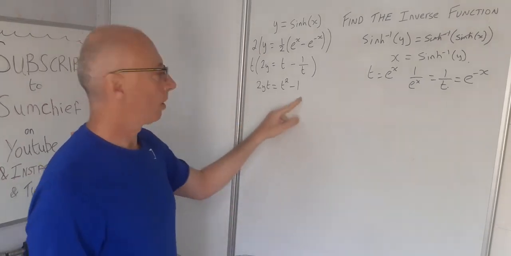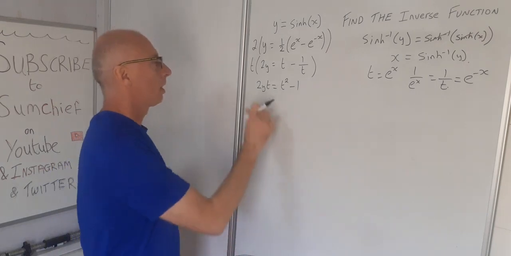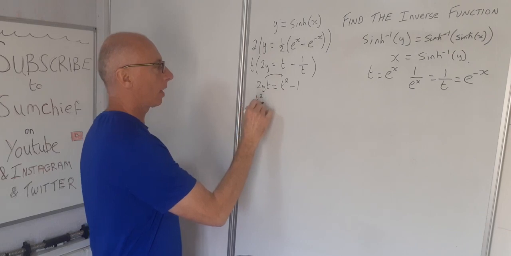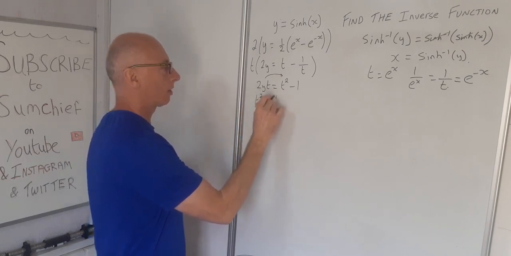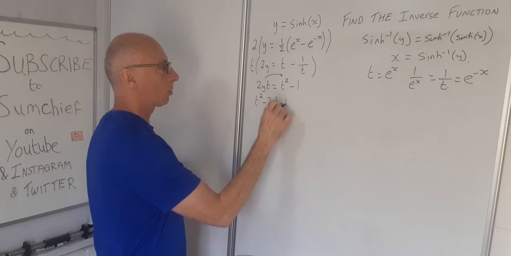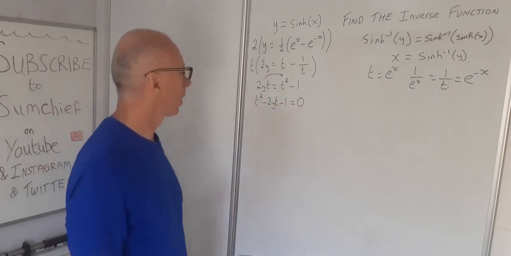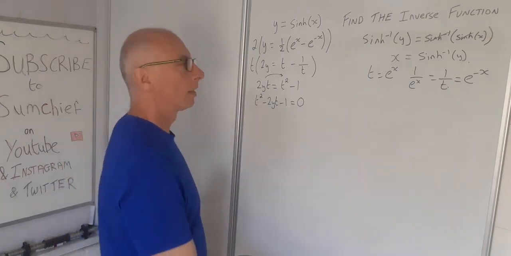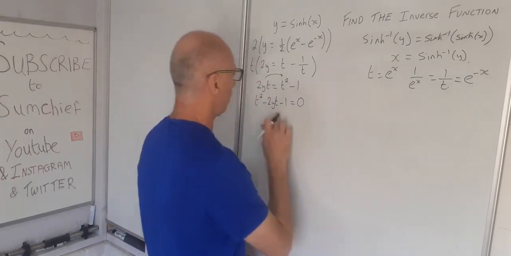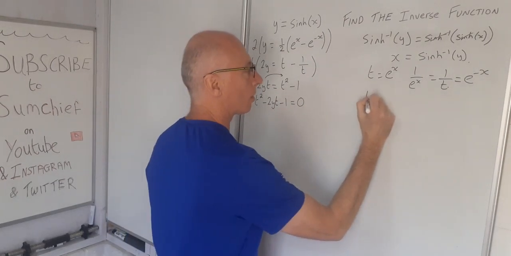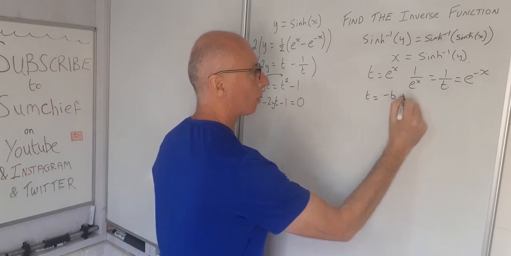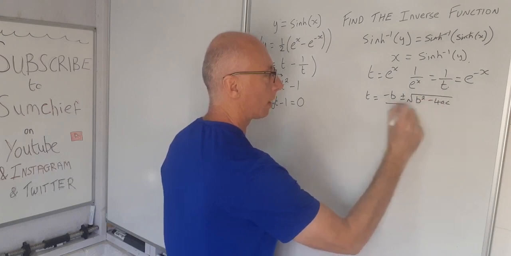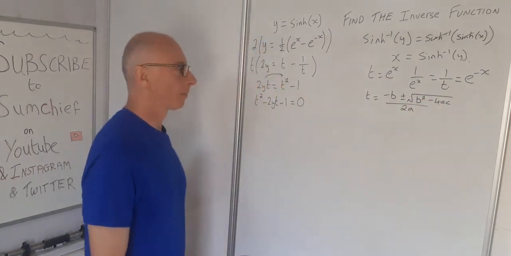Okay, so now it looks like we're getting into a quadratic equation here. So if I bring this 2yt over to this side, I'll end up with t squared minus 2yt minus 1 equals 0. Now this will not factor, so I'm going to need the quadratic formula. So let's write that up there. So we're looking to solve in terms of t. So t equals minus b plus or minus the square root of b squared minus 4ac, and that's all over 2a.